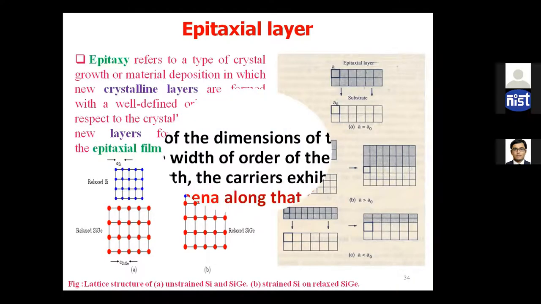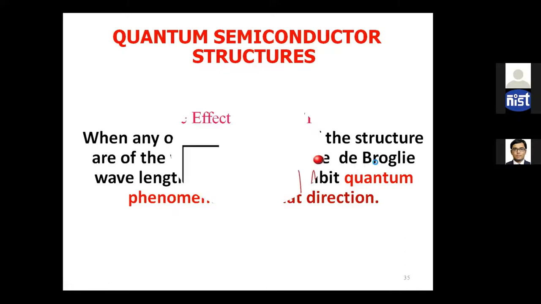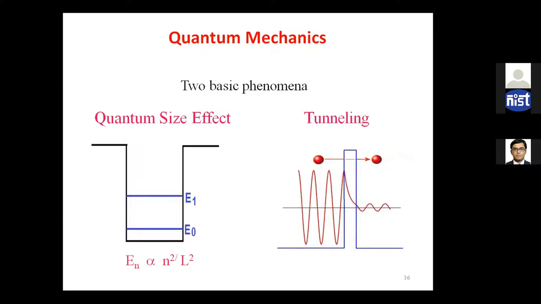Then we come to quantum semiconductor structures. As I already told, when any of the dimensions of the structure is of the order of the De Broglie wavelength, then the carriers exhibit quantum phenomena along that direction. That part is important. Basically, in quantum mechanics, there are two basic phenomena: one is the quantum size effect, another one is tunneling.